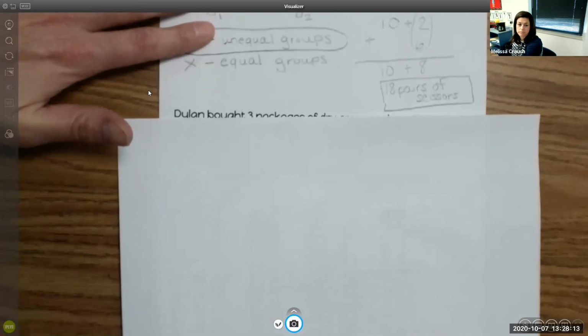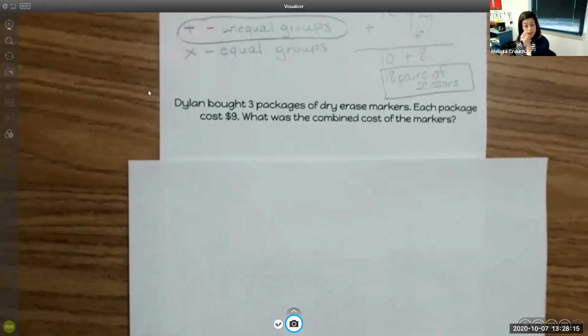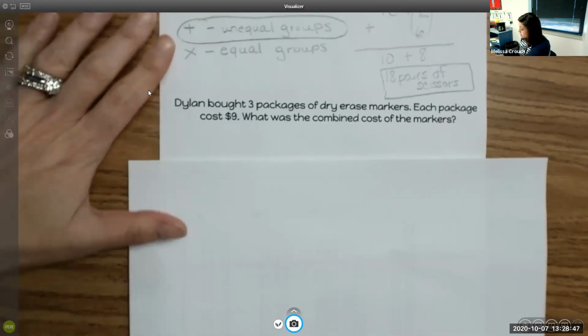I'm gonna go ahead and I'm gonna make sure that I read everything first before I start to draw. Dylan bought 3 packages of dry erase markers. Each package cost $9. What was the combined cost of the markers? Okay, read it one piece at a time and draw what I see. Dylan bought 3 packages of dry erase markers. Okay, so I need 3 packages.